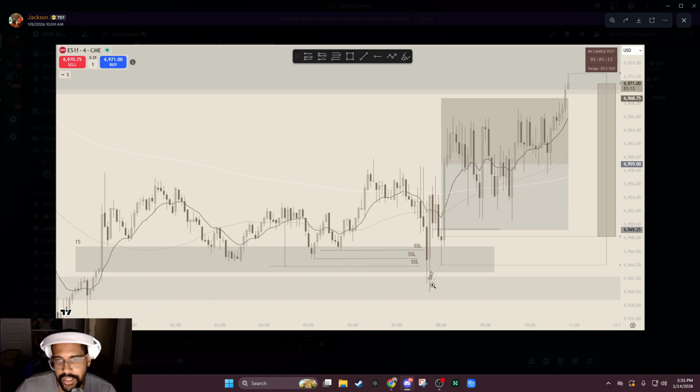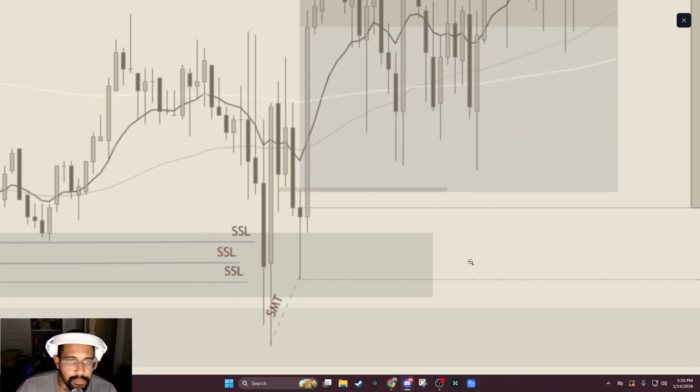What else do we have here? SMT, right? What else? A 4-minute inversion fair value gap. What else do we have here? A 13 EMA breakout, EMA alignment. We have an order block created, and a 4-hour candle wick. This is a breakdown of the trade.